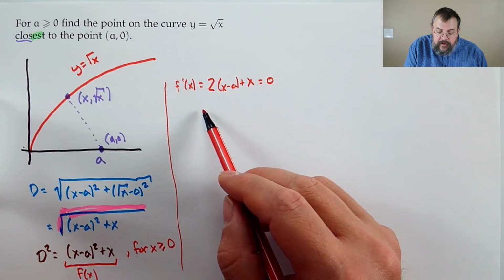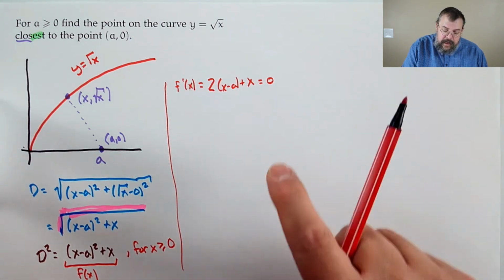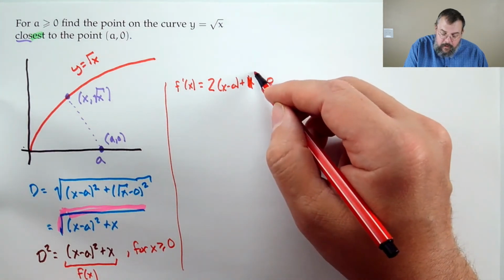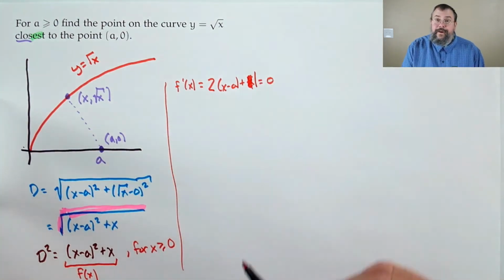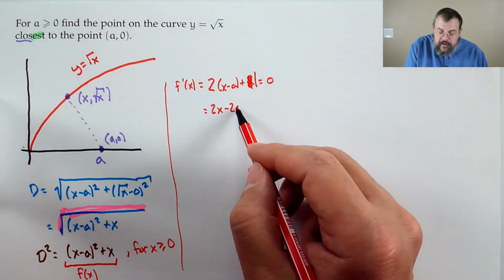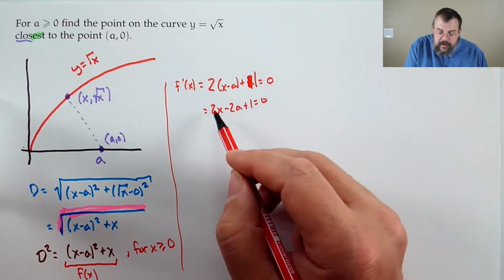Okay, so now we'll say when is this equal to 0? Well, that says what? Oops. I took my derivative wrong. Derivative of x is not x. Derivative of x is 1. Oh my, that's why you always double check your work. Okay, so 2x minus 2a plus 1 equals 0.